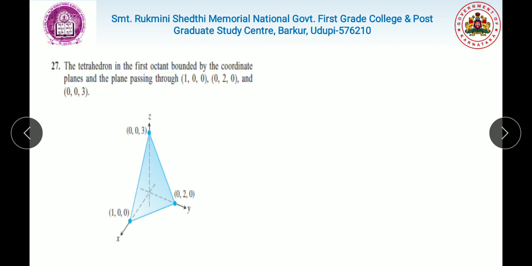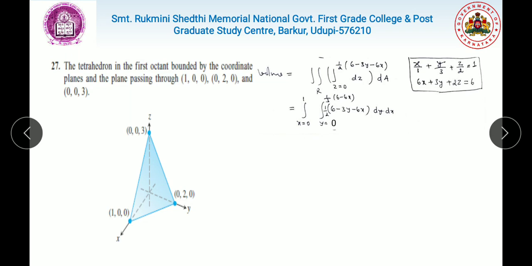For any fixed point in the projection, z varies vertically up from lower limit 0 to the slant surface here. So what is the equation of the slant surface? That you need to determine. The equation of that plane passing through these 3 points with coordinate intercepts becomes x by 1 plus y by 3 plus z by 2 equal to 1, or 6x plus 3y plus 2z equal to 6. This is the upper surface.